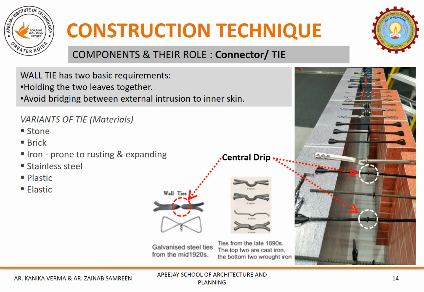The second important component is the connector between the two leaves, which is called a wall tie. What is the purpose of a wall tie? As mentioned in the slide, the first and prime purpose of the tie is to keep the two walls together. But by doing so, it eventually becomes a bridge which lets various conditions pass from one end to another. Therefore, the second purpose suggests that the design and detail of the wall tie should be such that it must avoid bridging external intrusion to the inner skin.